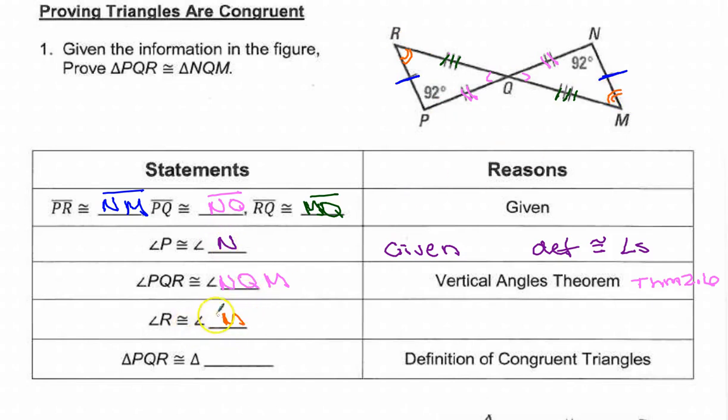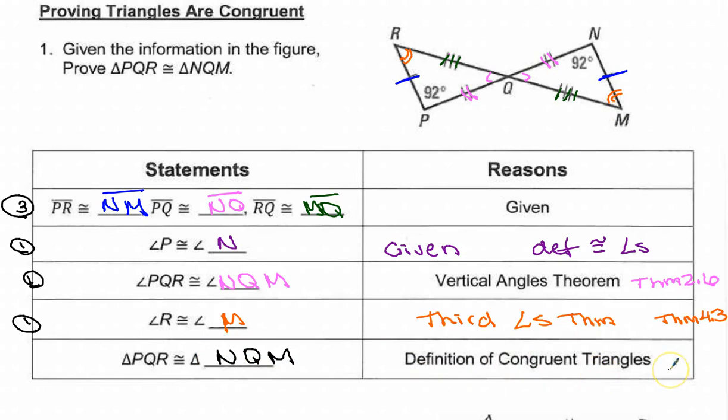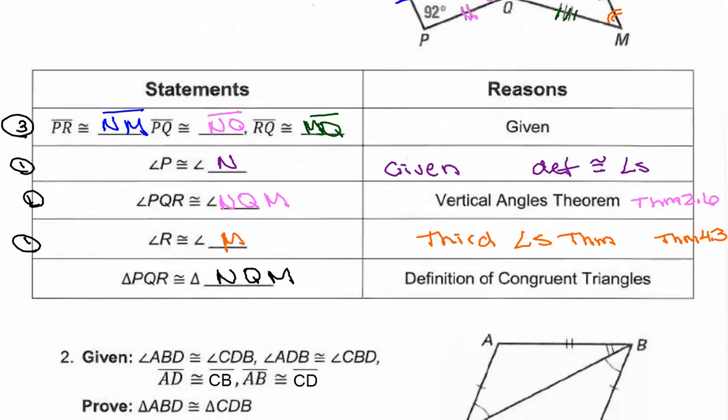Why? Well, we had 2 pairs of corresponding congruent angles, so that means the third pair of angles has to be congruent. So that was theorem 4.3 from yesterday's notes. So we have 3 pairs of sides, 1 pair of angles, 1 pair of angles, 1 pair of angles. So there's all 6 things that we need. So therefore, triangle PQR is congruent to triangle NQM. By definition of congruent triangles, because we showed all 6 corresponding parts are congruent to each other.